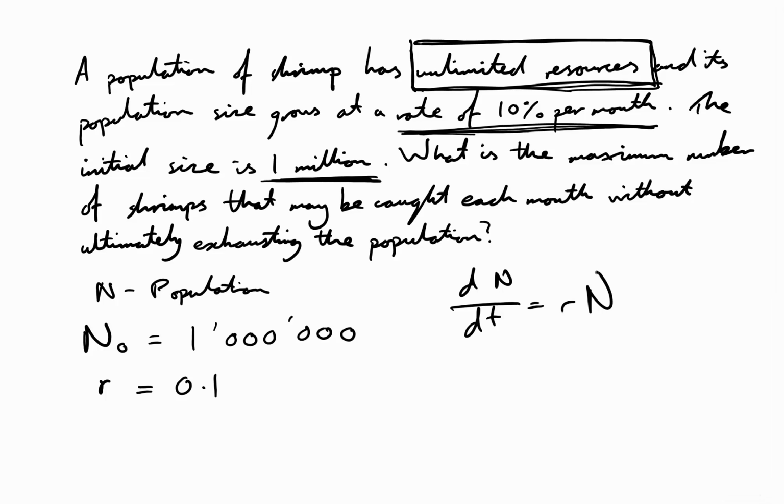Okay, so we have 1 million shrimp at the start, and it grows at 10% per month. So what is the maximum amount that we can harvest? Well, to me, the maximum amount we can harvest is the amount which is being produced. The population is growing at 10% per month. So if we take 10% of the population per month, then that's fine.